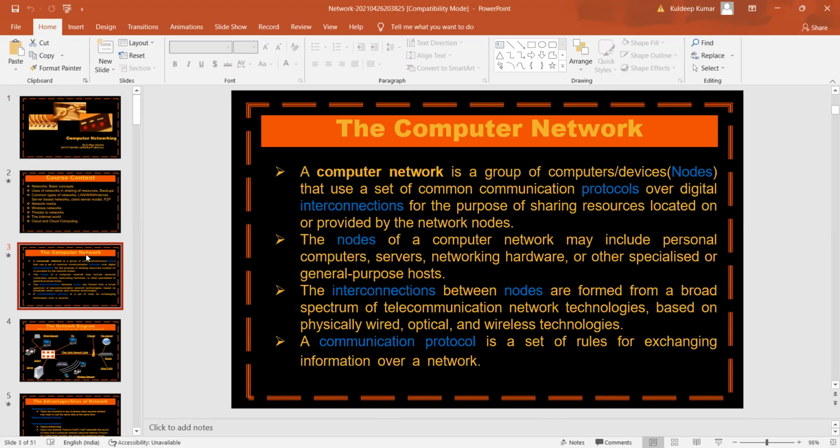If you have your network in your mobile phone and network in your friend's mobile phone, then only you can communicate. The nodes of computer, which may include personal computers, servers, networking hardware, or other specialized general purpose nodes. The interconnection between these nodes are formed from a broad spectrum of telecommunication technologies based on physically wired, optical, and wireless technologies. Basically, there are two types of network.